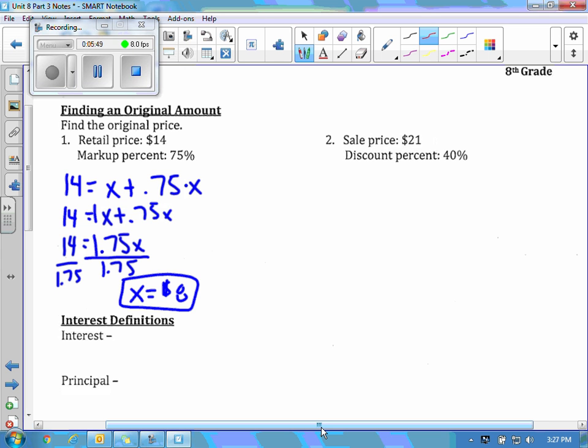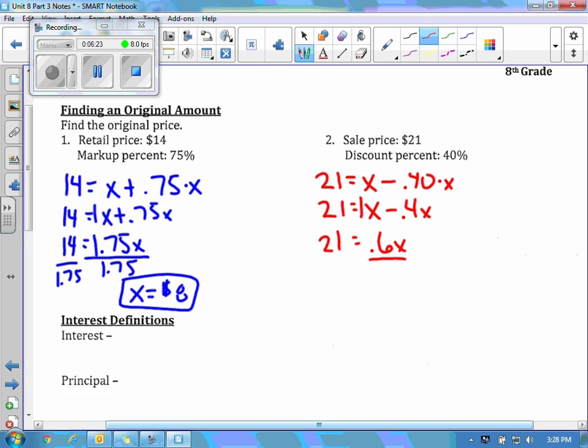The next one is a sale price with the discount percent. So my sales price, $21, is equal to my original price, which I don't know. And since it's a discount, I'm subtracting the discount percent. I didn't know my original, and I turned 40% into 0.4 because I turned it into a decimal. So again, this is technically a 1. So 1 minus 0.4 is going to give me 0.6.